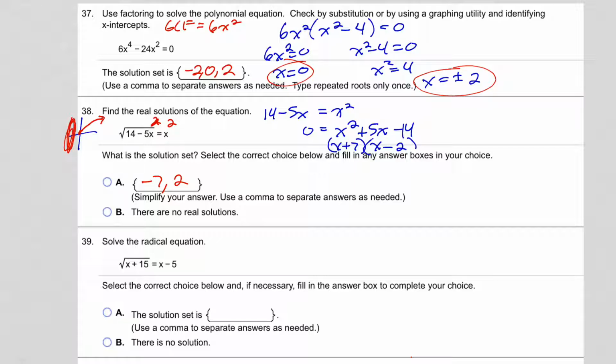And of course, we're supposed to check this, right? So I'm not supposed to do that. Sorry about that. Shame on me. All right, so we do need to check our solution. So our proposed solution was -7 and 2. Okay.